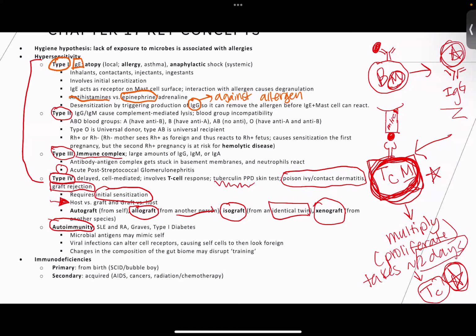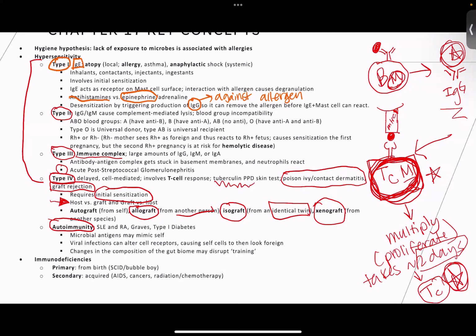It could also just be due to viral infections that can alter receptors on the surface of cells and make our receptors look different. They used to look like self. Now, because the virus changed our body, our self molecules don't look like self anymore. And we can also have inflammation accidentally triggering the anti-self response. We can also have a change in our gut biome that can disrupt how our body trains what you should react to and at what capacity you should react to it. And all of these things can play into triggering autoimmunity.